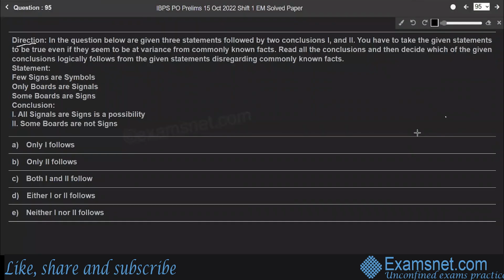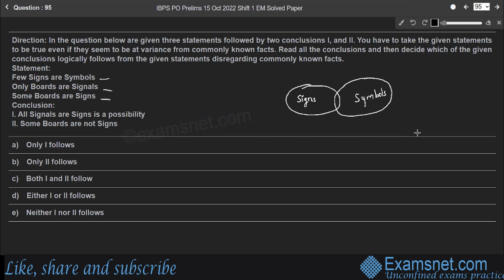Question 95. Here the direction is: in the question below are given 3 statements followed by 2 conclusions 1 and 2. You have to take the given statements to be true even if they seem to be at variance from commonly known facts. Read all the conclusions and then decide which of the given conclusions logically follows from the given statements, disregarding commonly known facts. So here are 3 statements. Let us represent these statements in the form of a Venn diagram. Right? So few signs are symbols. So that means we have to consider a set of signs. In that, few signs are symbols.